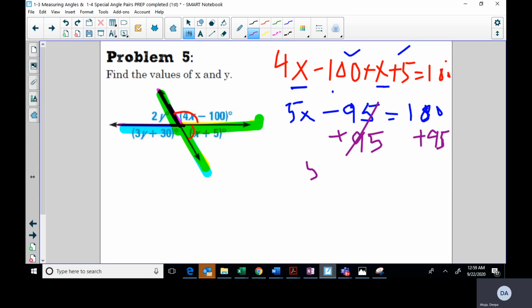5x is equal to 275. 180 plus 95 is 275. To solve for x, divide by 5, divide by 5. x is equal to 55.